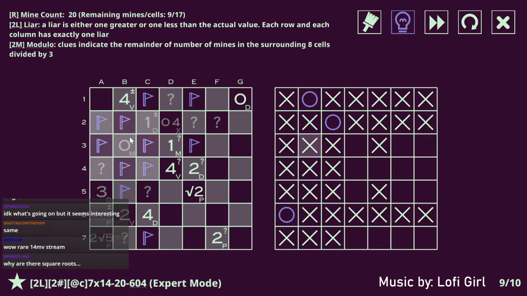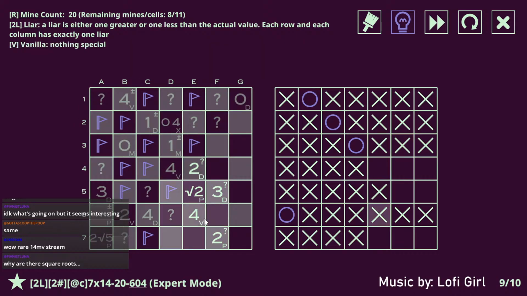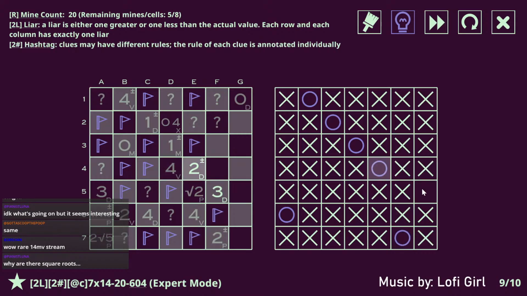Okay. 1 mod 3 is definitely lying now. So that's a mine. That's empty. These 2 are empty. This is not empty. 0 deviation means that's empty. Root 2, 4 vanilla is telling the truth. And this is definitely lying. That gives us the remaining liars.